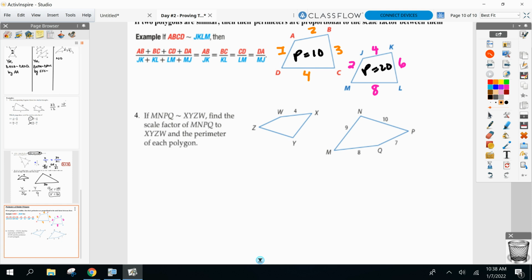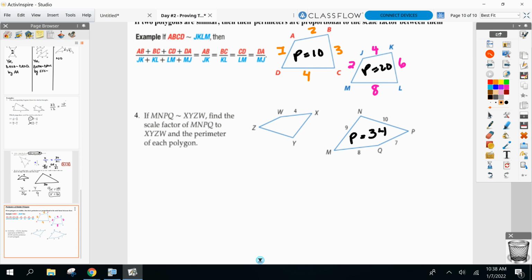So these two are similar. Find the perimeters. Go ahead, find the perimeter of MNPQ. I don't need to help you there. 9, 10, 7, 8 will be 34, hopefully. 34. Thank you for confirmation.